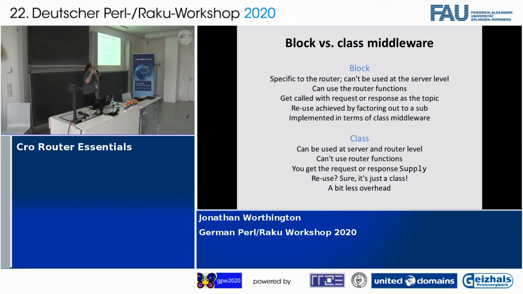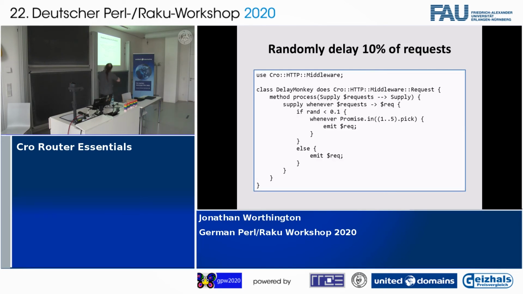Now, you can write middleware as a block or as a class. There's a bunch of trade-offs for that. Basically, you probably want to do it as a block most of the time. You can actually get some reuse of this by factoring it out into a function as well. However, if you write middleware as a class, you get access directly to the asynchronous pipeline of requests, which means that we can write things like delay monkey very easily. Delay monkey is something that randomly inserts delays into requests. And this is actually a very easy thing to write because the stream of requests is a supply. And if you want to know more about supplies, then come to my talk at last year's workshop.